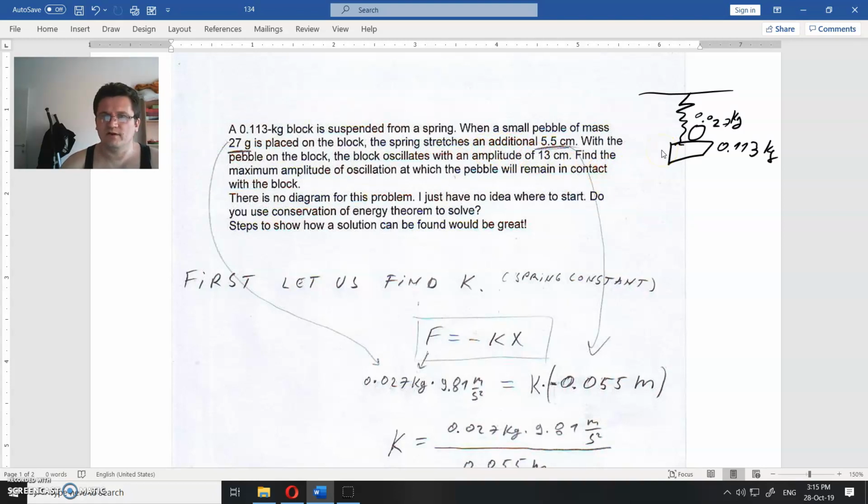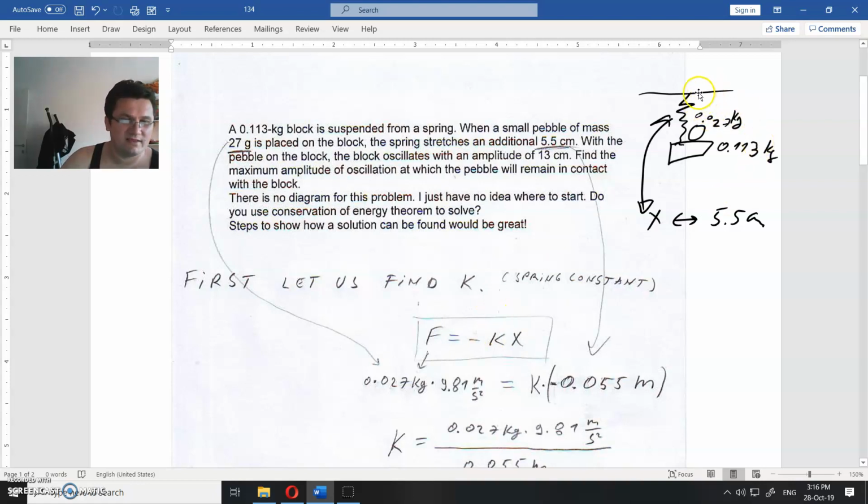So this spring here stretched an additional amount, so this x here is additional. This x is 4.5 centimeters, because of the presence of this mass here, or also I say the weight.